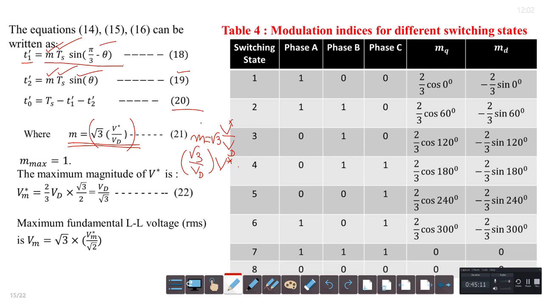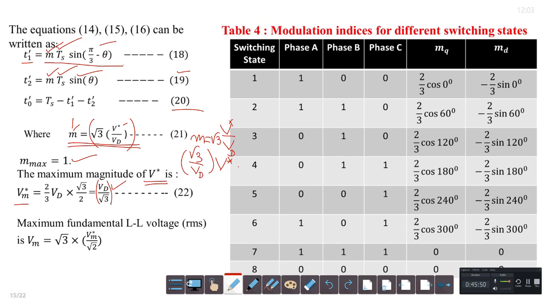The maximum value of the modulation index, M max, equals 1. Corresponding to that, the maximum magnitude of the reference voltage V star is obtained here. With M equal to 1, from equation number 21 the maximum value of the reference voltage Vm star is Vd by root 3. That is equation number 22, for maximum modulation and the corresponding voltage.